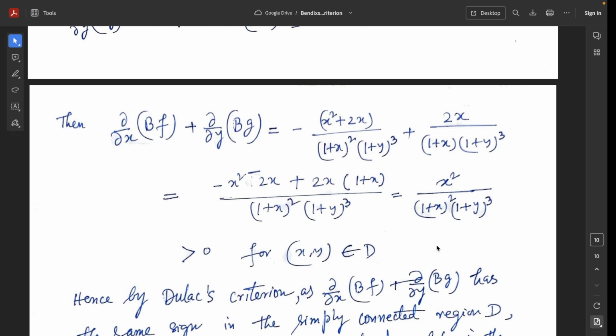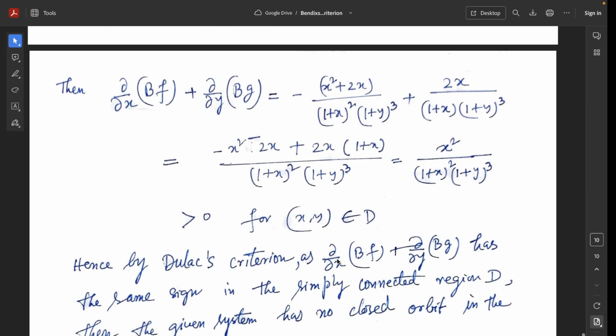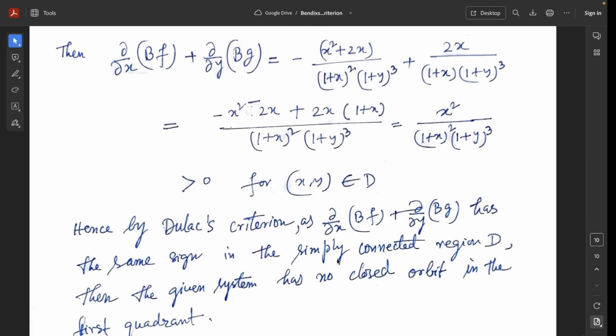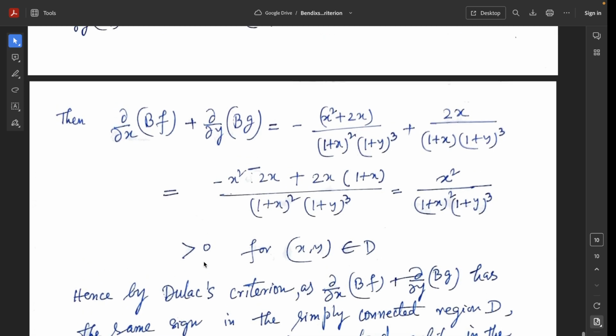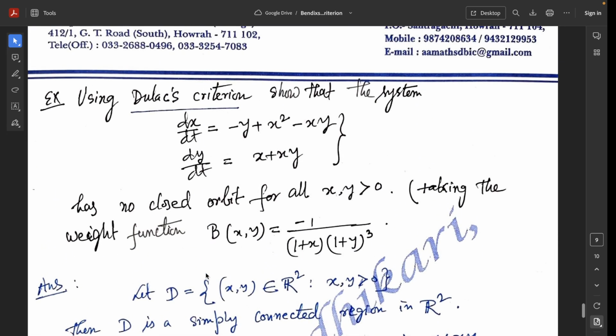Obviously, this quantity is greater than 0 because the point (x, y) lies in the first quadrant, belonging to D. Then by Dulac's criterion, as del x of Bf plus del y of Bg has the same sign in the simply connected region D, the given system has no closed orbit in the first quadrant. No closed orbit in the first quadrant.